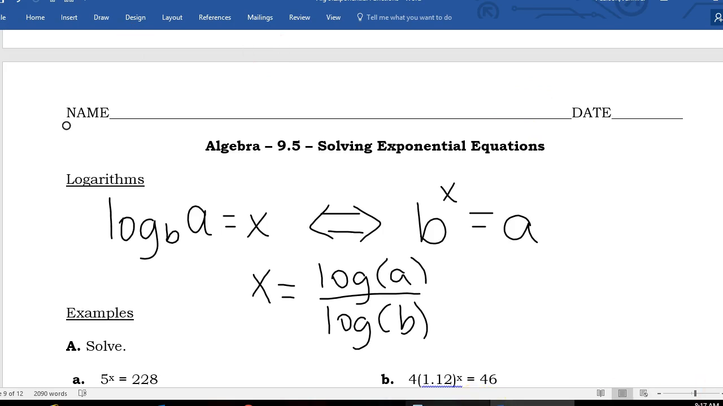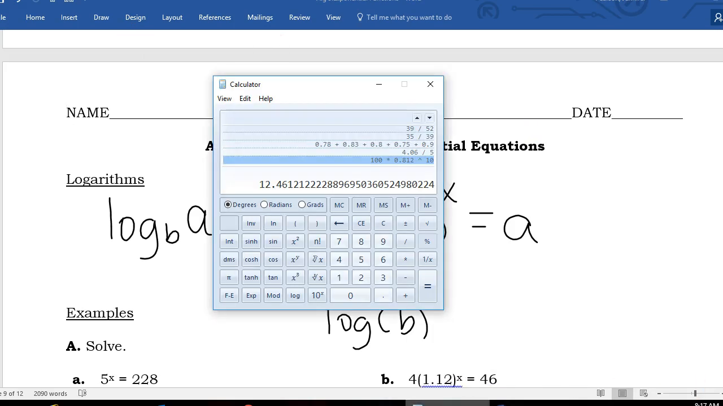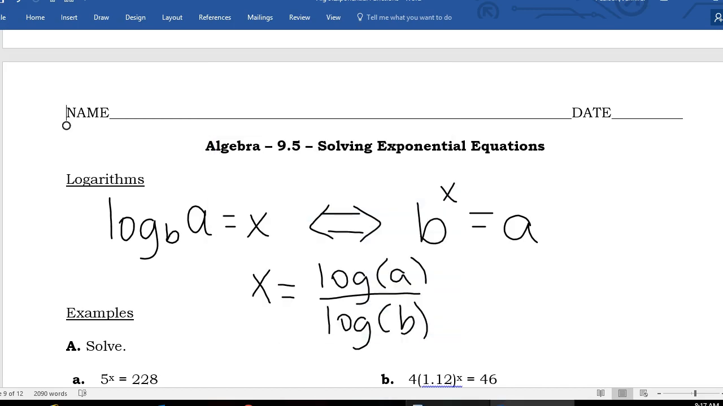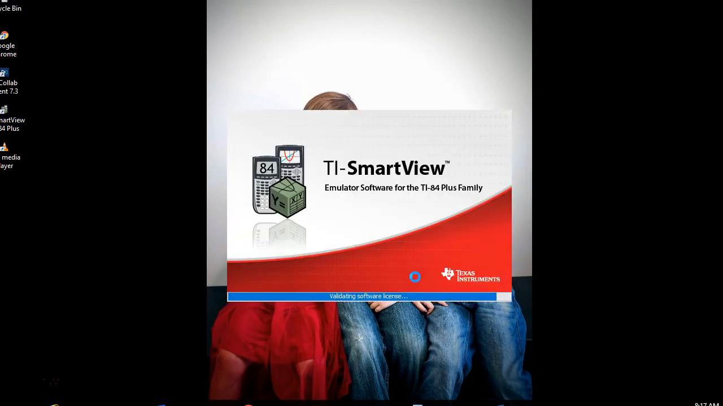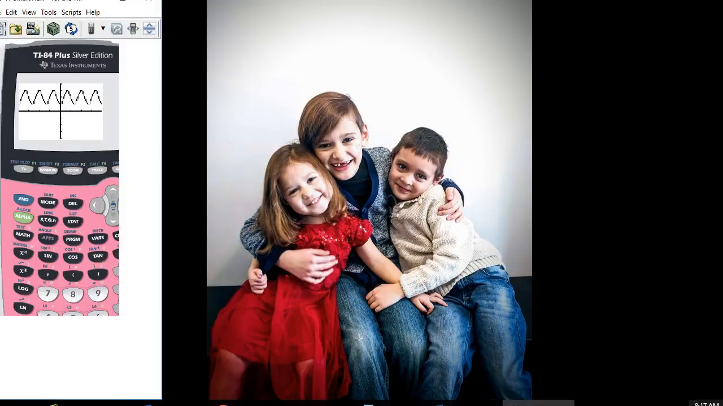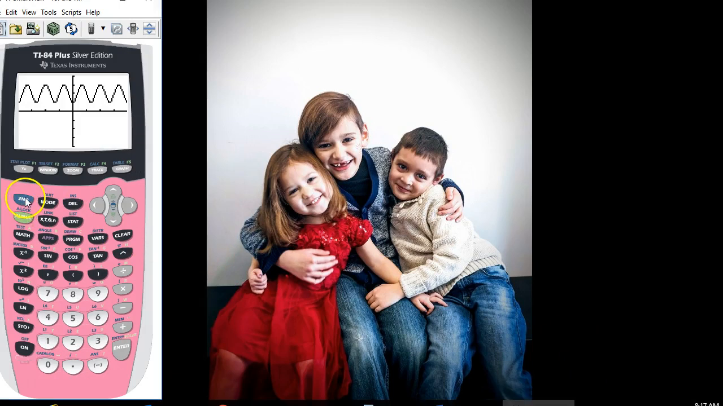We do need to make sure we have a calculator that has a log button. I still want to use my graphing calculator. If you have one of the little blue calculators that I have in my classroom, this one has a log button too. The log button on the little blue calculators is in the top corner, right underneath the second button.